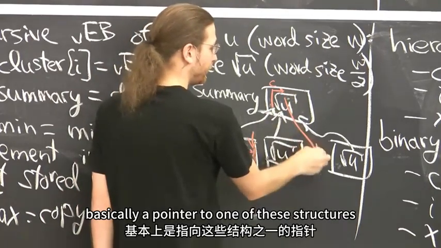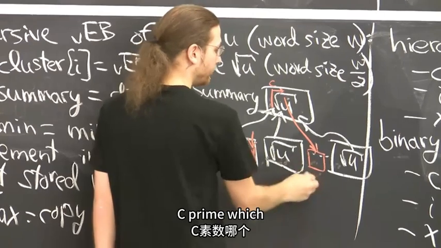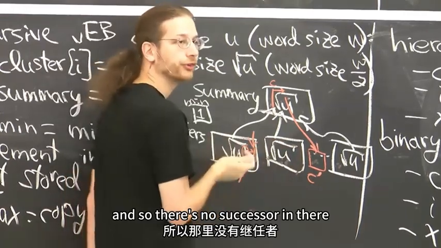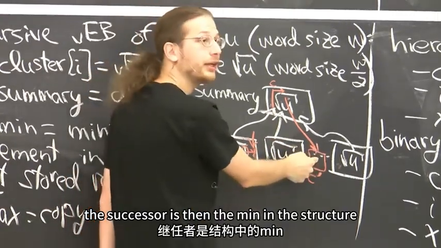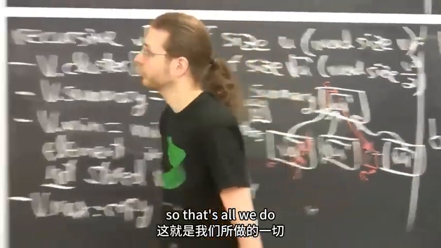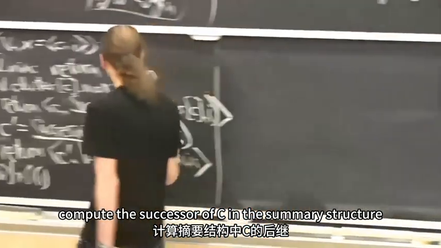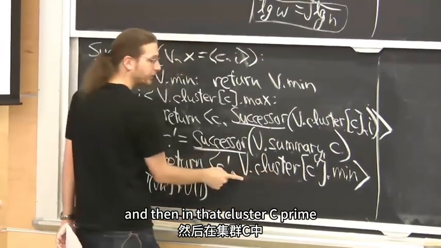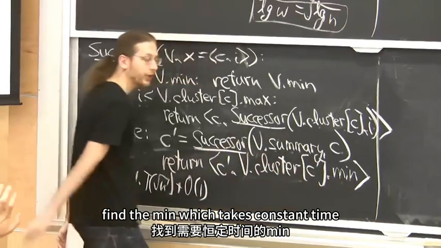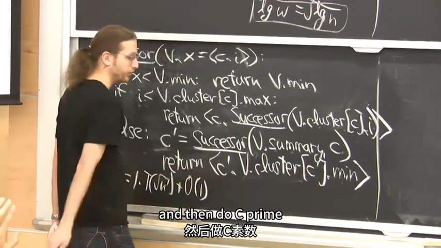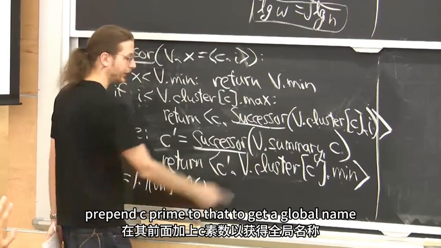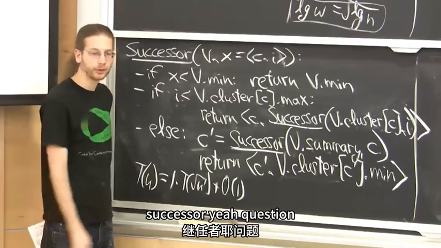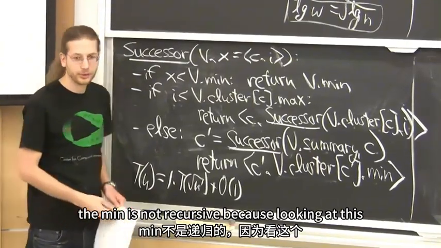That's going to give us a pointer to one of these structures, C prime, where all the ones in between are empty, and so there's no successor in there. The successor is then the min in the structure. So that's all we do. Compute the successor of C in the summary structure, and then in that cluster C prime, find the min, which takes constant time, and then prepend C prime to that to get a global name, and that's our successor.